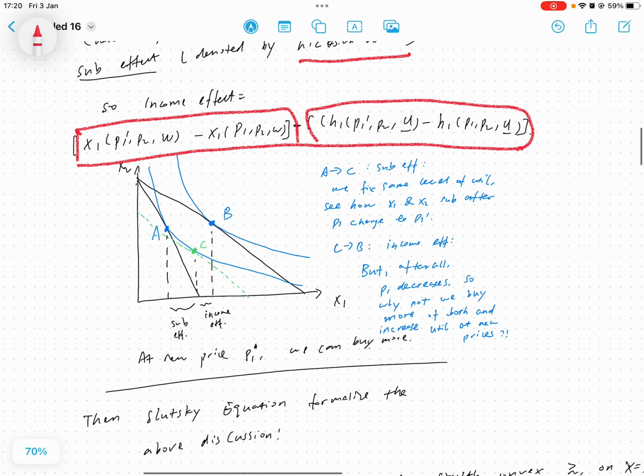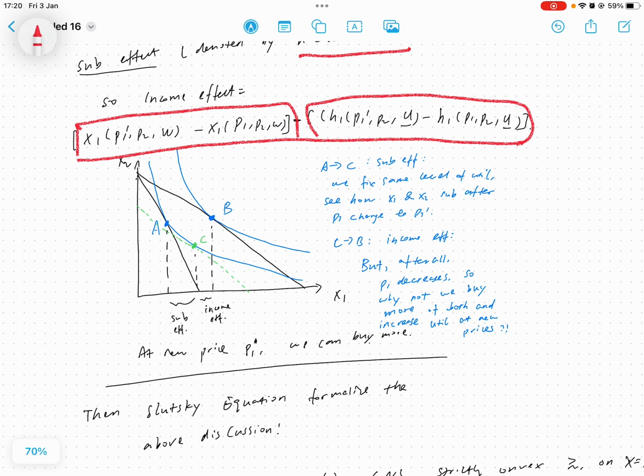Intuitively from this figure, we can see that from point A to point C, that is the substitution effect we just talked about in the previous figure. Here we fix the same level of utility, which is U lower bar, to get the difference of the Hicksian demands. And we want to see how X1 and X2 substitute each other as we change the price from P1 to P1 prime. So that was the substitution effect, okay?